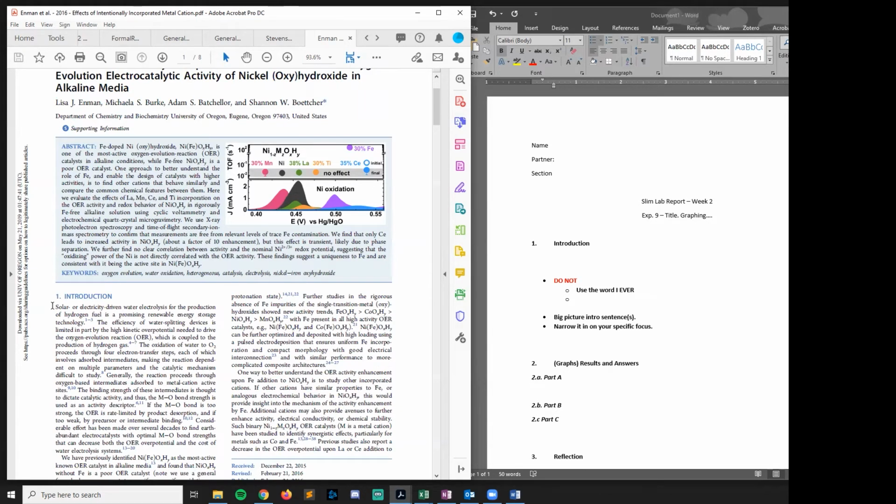And so her very first sentence is not her research. Her first sentence is, hey, you out there in the solar energy field, right? Her very first sentence is: solar or electrically driven water electrolysis, water splitting, for the production of hydrogen fuel is a promising renewable energy storage technology. That is the biggest picture sentence of the very nuanced work that we do.